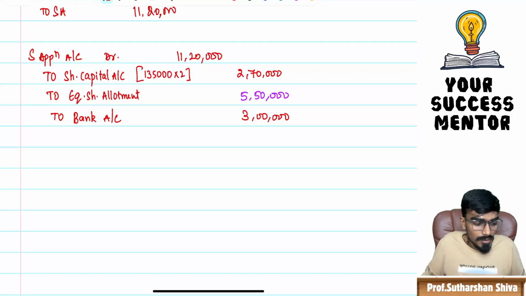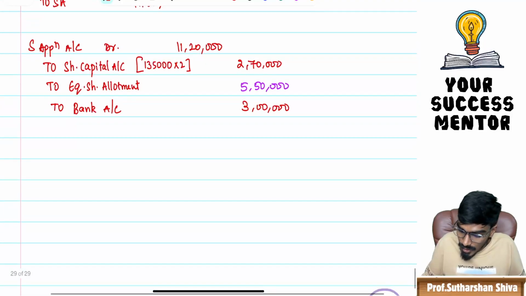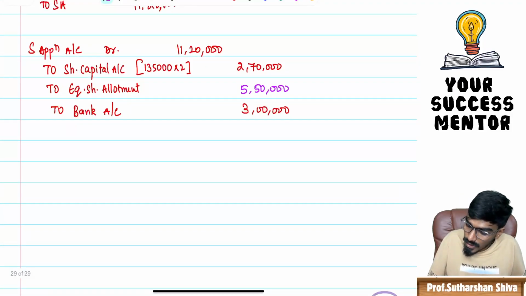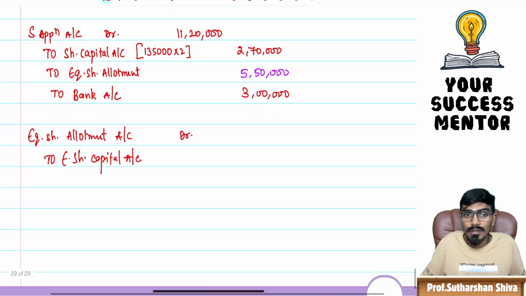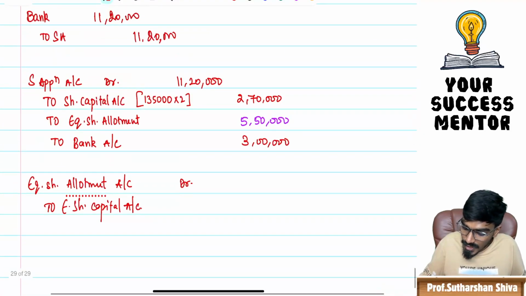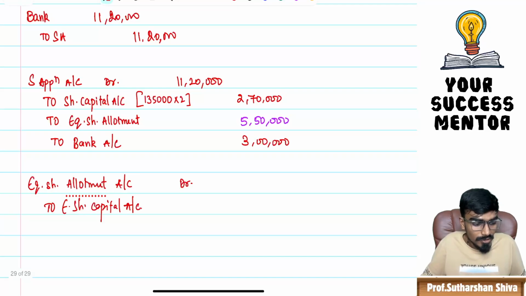Yes. Now come to the next part. Now, how do you need to pass an equity share allotment entry due? Equity share allotment to share capital, equity share capital. What is the value? Wait. How much is due? What is due actually?